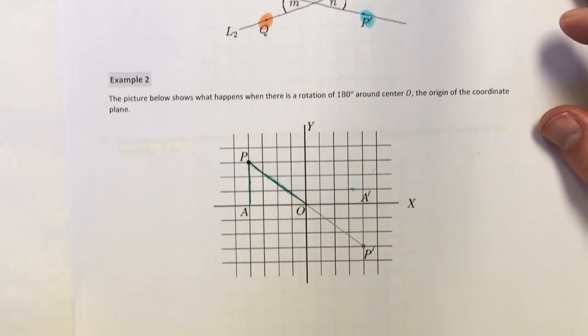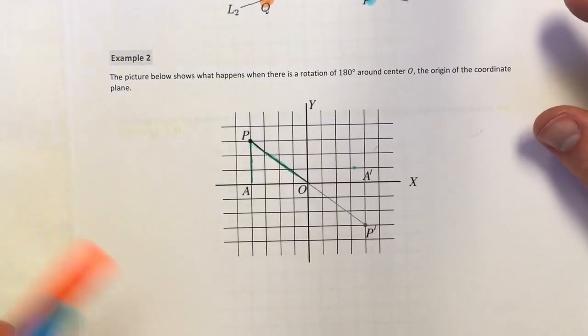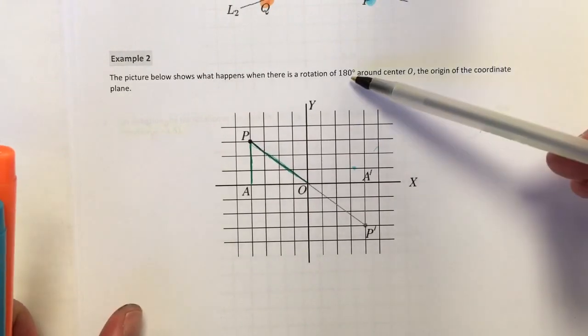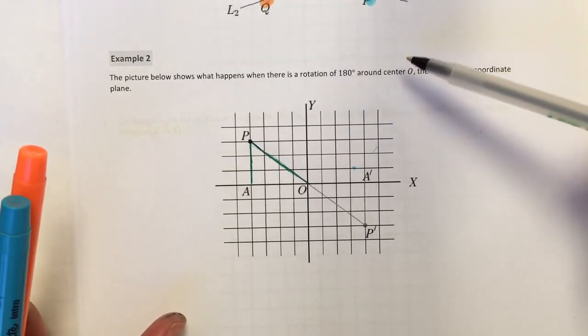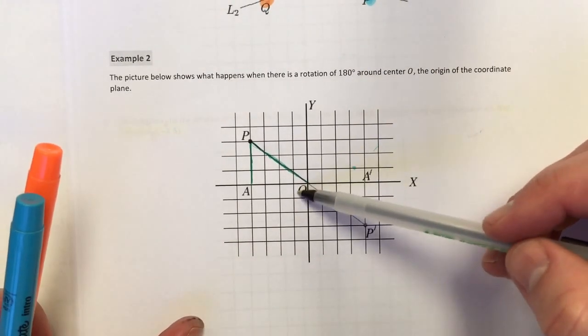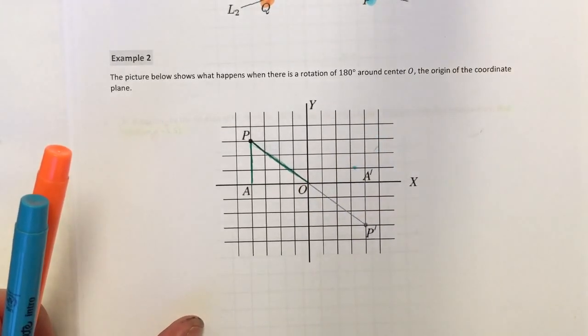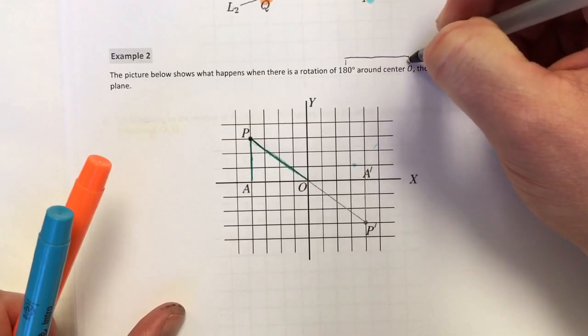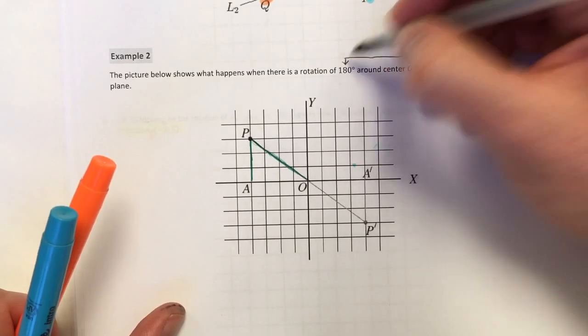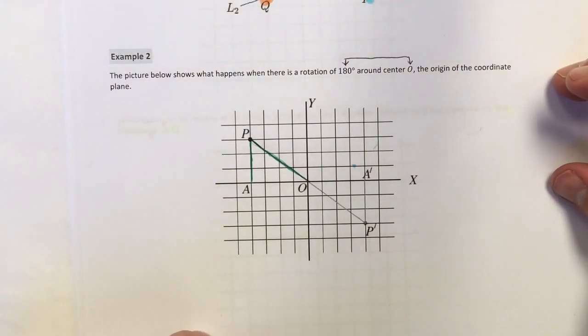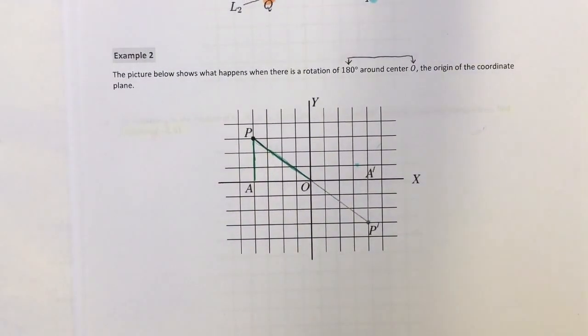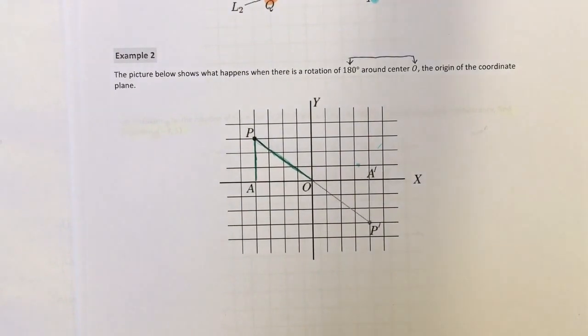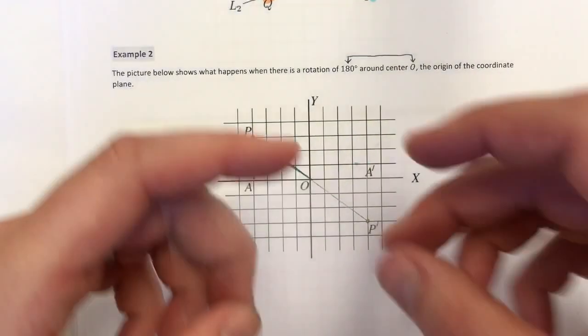Our next example says, the picture below shows what happens when there's a rotation of 180 degrees around center O. Center O happens to be at the origin, so we can come up with some really nice results, combining the fact that we rotated 180 degrees and that our center point is the origin. In these situations, sometimes it's really nice if you can use a transparency just to get an idea of what's going on.